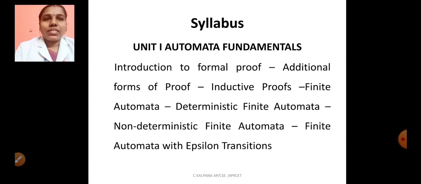In last class we discussed about introduction to formal proof, additional forms of proof, inductive proofs, finite automata, introduction. Now we are going to see the detailed concept of finite automata.